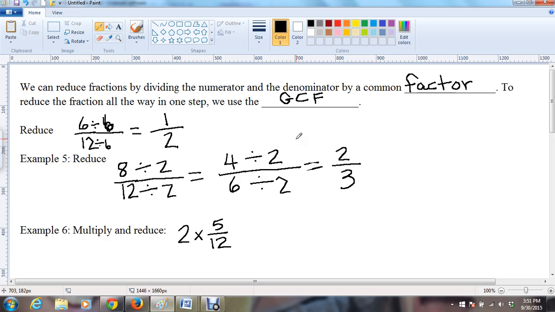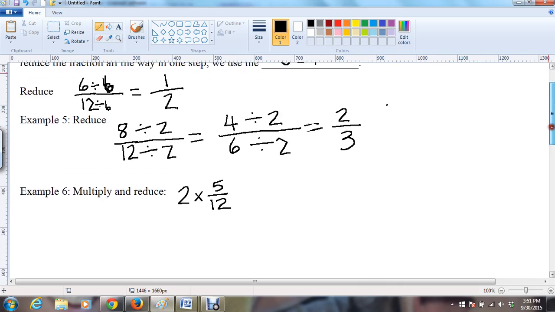You'll just have to keep doing this until it gets all the way down to a fraction that can't be reduced anymore. So we would say this is in lowest terms, or this fraction is completely reduced. 8/12 is equal to 2/3.